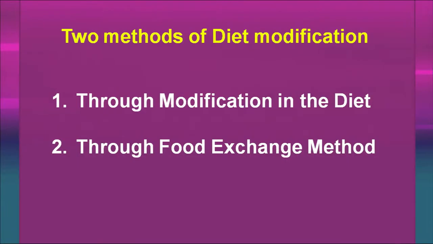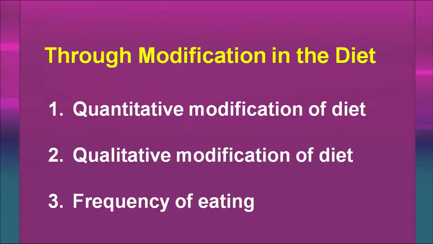There are two methods: through modification in the diet and through the food exchange system. Let us learn first through modification in the diet. That can also be done in three ways: quantitative modification of the diet, qualitative modification of the diet, and frequency of eating. First, we will talk about the quantitative method.